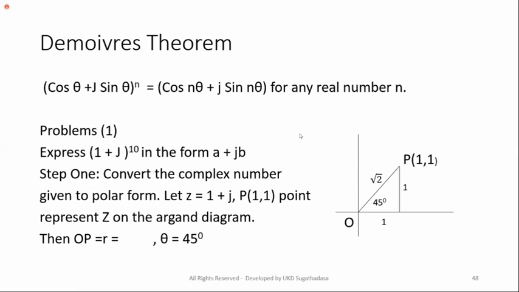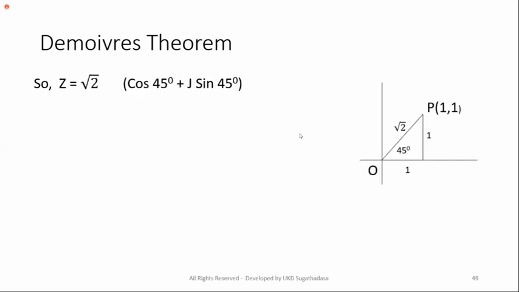OP equals r, theta equals 45. r equals square root of 2, theta equals 45 degrees. This is the complex number now. Z equals that complex number converted to the polar form. What you want is z to the power 10. Remember, when you are taking z to the power 10, both parts have to be raised to the power 10. I can remember some of the students when I evaluated your answer sheet, they raised only this part.